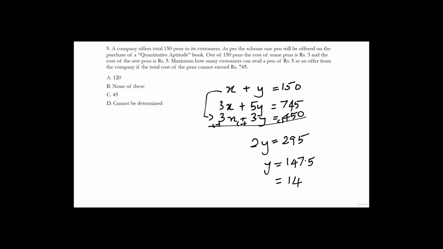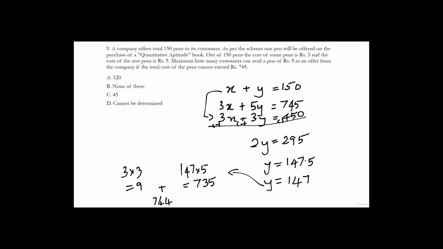So we are looking for providing 147 5 rupee pens so that the total cost of the pens does not exceed 745. If actually 147 pens of 5 rupees were sold, 147 into 5 is equal to 735, and the remaining 3 pens would be 3 rupees. 3 into 3, it will be 9 rupees. When we add 9 and 735, we get 744 as the total price of the pens that were sold.